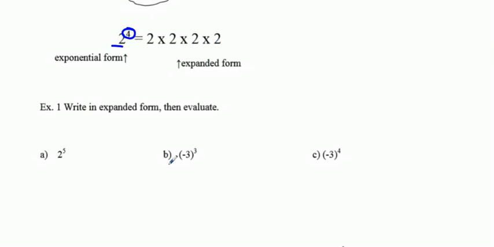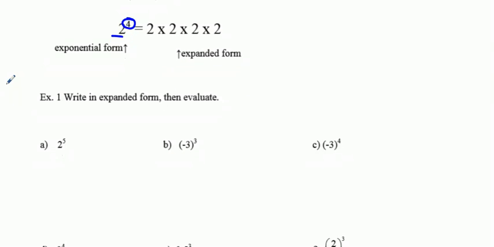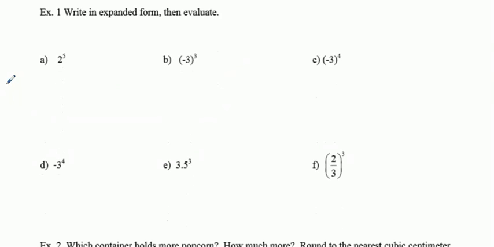So these are exponential forms, these are powers, and it says write in expanded form and then evaluate. So let's go ahead and do that. So this would be 2 times 2 times 2 times 2 times 2. That's the expanded form, and if we wanted to evaluate this, 2 to the 5th is 32.